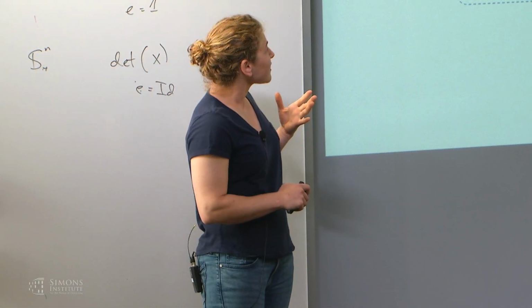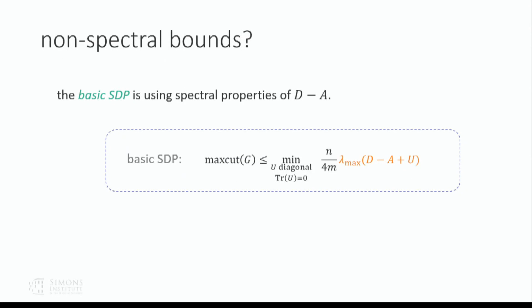But if we look at the basic semi-definite program, what's it doing? It's using spectral properties of the adjacency matrix. So if D is the diagonal matrix with the degrees on the diagonal, and A is the adjacency matrix, then if you look at the dual formulation of the SDP, the value that it will output is the minimum over diagonal matrices U of trace 0 of some scaling factor times the maximum eigenvalue of the degree matrix minus the adjacency matrix plus U. So it optimizes over such U. So it's a very spectral relaxation.